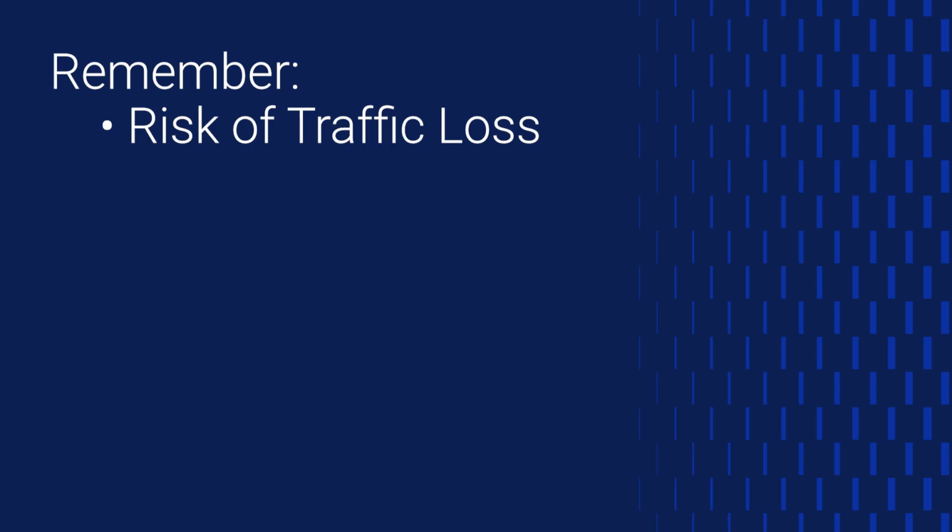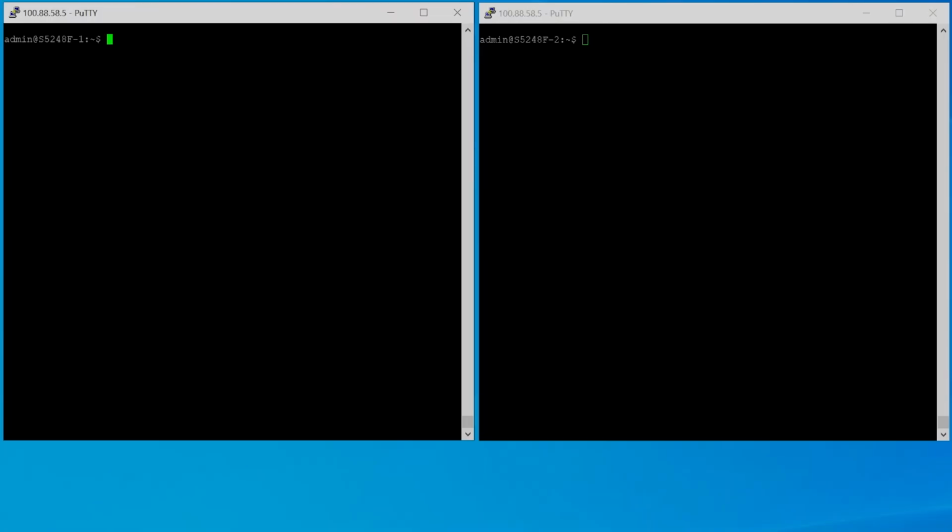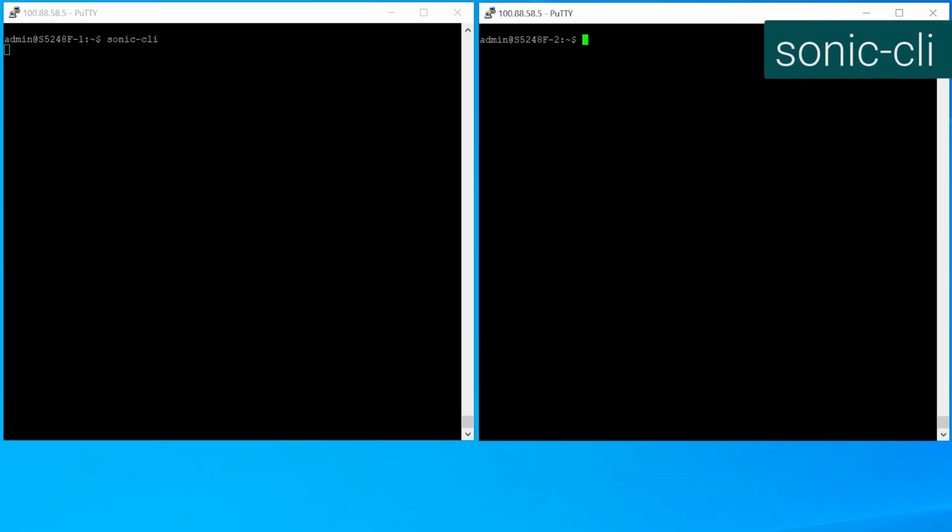Please remember there is always a risk of traffic loss during an upgrade. We recommend scheduling a maintenance window to do this. Connect to each peer using a terminal emulator. Here we're using PuTTY. Once connected, run SONiC-CLI to enter the management framework CLI.